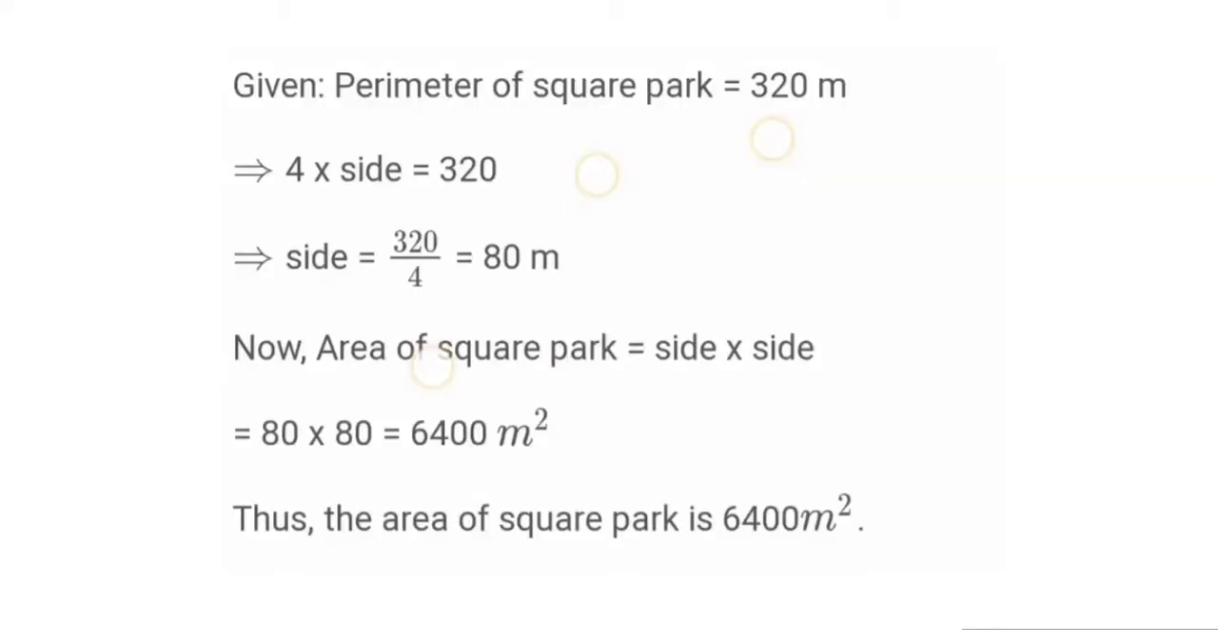So the perimeter of the square park is given 320 meter. Now the perimeter of a square formula is 4 into side. So 4 into side is equal to 320. So side is equal to 320 upon 4. It means side is equal to 80 meter. Now we have to find the area. So write area formula, it is side into side. So 80 into 80. Answer is 6,400 meter square. So the area of the square park is 6,400 meter square.